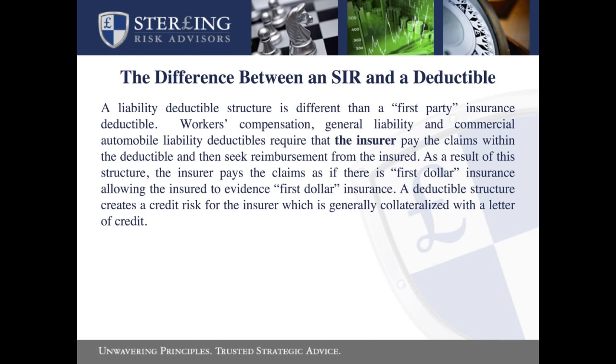When we talk about deductibles in the third-party world, they're not the same as they are when you buy property insurance. When you get a workers' comp, general liability, or commercial auto deductible, the insurer must pay those claims and then seek reimbursement from the insured. So it functions differently, but because they have to seek reimbursement from the insured, it creates a credit risk to the insurance company. So the insurance company may pay that claim. They want to make sure that the insured can pay them back.